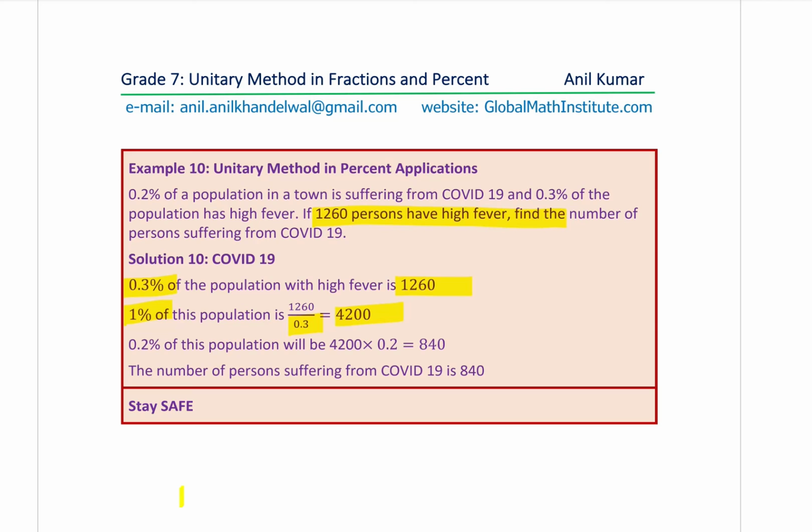Now, the COVID affected people are 0.2%. So 0.2% will be 4200 multiplied by 0.2. You get your answer as 840. So the number of persons suffering from COVID-19 is 840 from the results. I will suggest you to keep safe and learn.